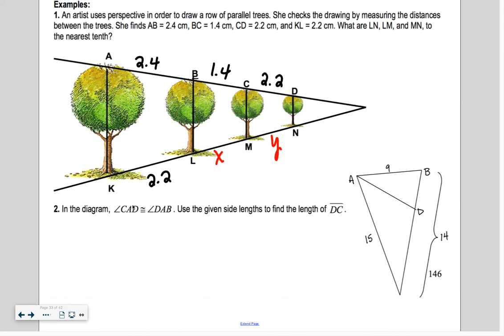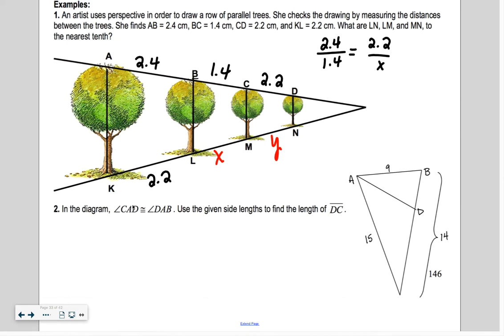Okay, who thinks they can set up an equation in order to find x? It's really not rocket science. You're just matching up the sides, right? So you're saying this over this equals this over this. What do we say? No one, crickets. 2.4 over 1.4 equals 2.2 over x. Or like Cassie said, 2.4 over 2.2 equals 1.4 over x. You could do it that way as well. You guys see it?